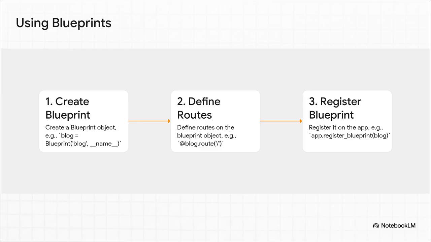And believe it or not, getting started is actually pretty simple. It's basically a three-step dance. 1, you create your blueprint. 2, you add your routes to it just like you normally would. And 3, you hop back to your main application file, import it, and tell Flask to use it, usually giving it a prefix like /auth or /API.